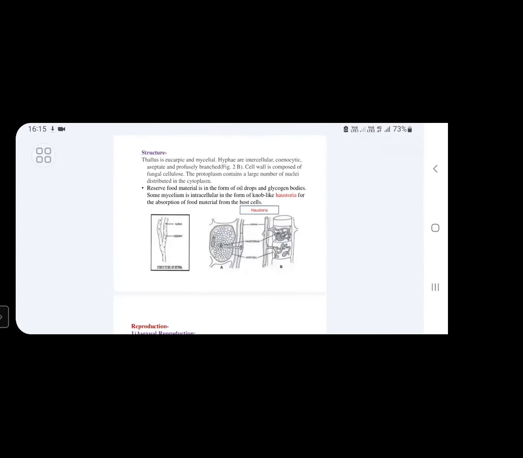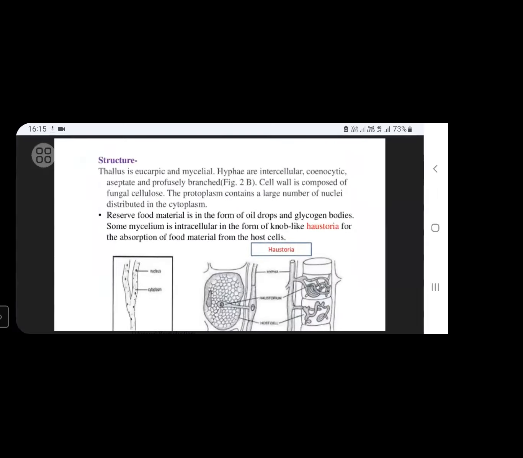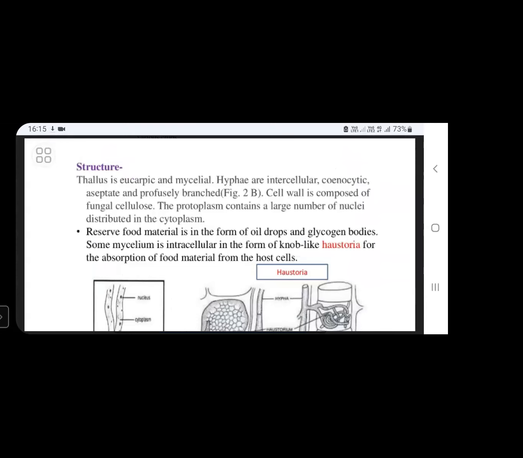Now we will discuss thallus structure. What kind of morphological features are shown by the Albugo thallus, we will discuss now. If you observe the Albugo thallus, it is mostly mycelial in condition. Mycelial thallus you will see in the genus Albugo. Mycelium is branched mycelium, that too filamentous in condition.